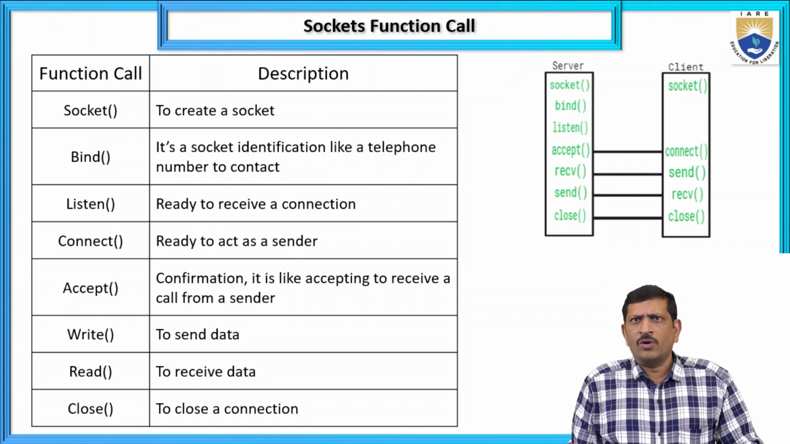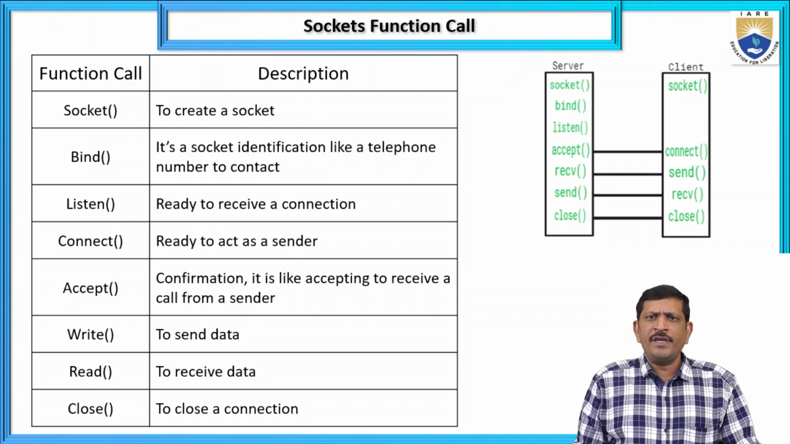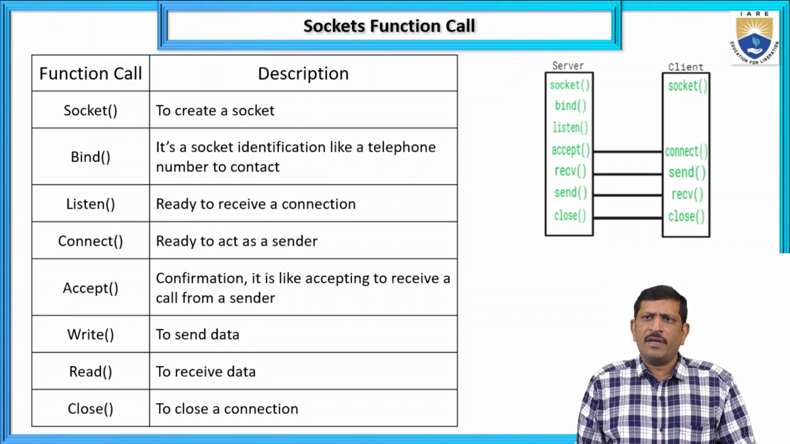Close function call operation is for closing connections at the server side and at the client side. On both sides, once this state is activated, the communication between the server and client is immediately stopped.